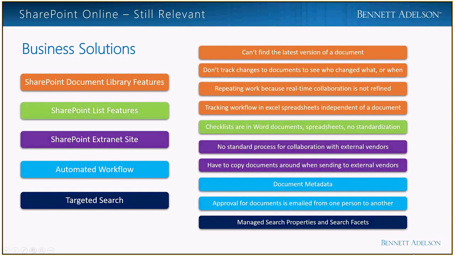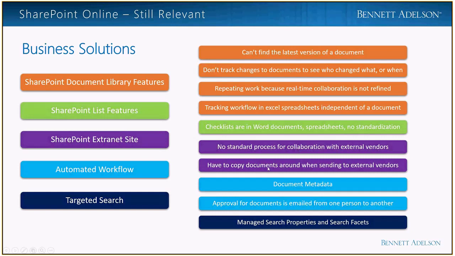All right, so here are some business problems and solutions that we've heard, and then we map to features in SharePoint Online specifically. When we talk about the business problems and how you can get quick wins with the technology, things like can't find the latest version of a document, or we don't track changes to see who changed it, which one is the latest, repeating the work because the real-time collaboration is not refined, or tracking workflows in spreadsheets instead of documents. All those can still be done with the SharePoint document library features. Checklists are in Word documents or spreadsheets. SharePoint Online list features are easy wins right there.